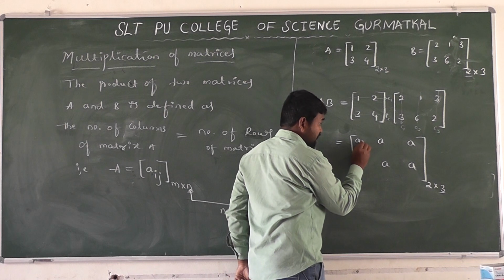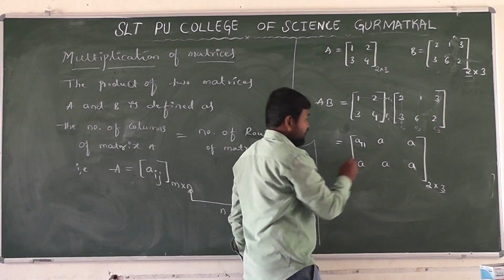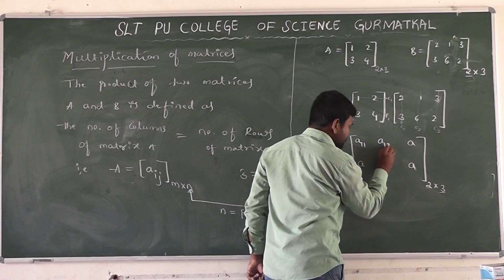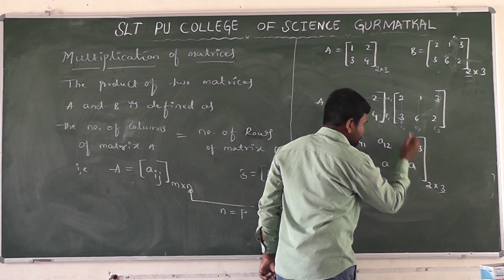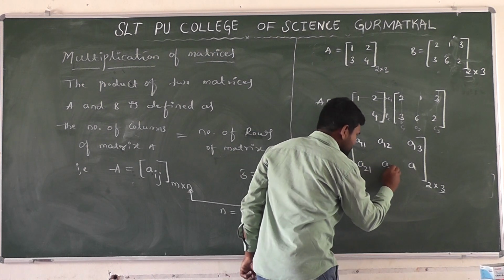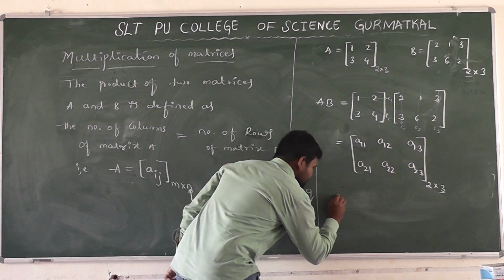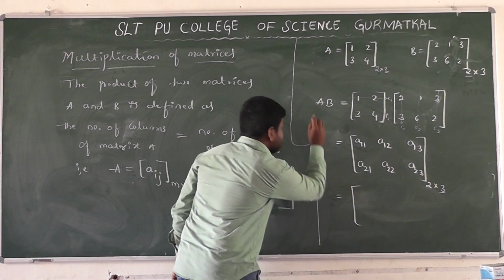What is the row number here? First row. And this one is the first column. And this one? First row, second column. First row, third column. Next, this is second row, first column. Second row, second column. Second row, third column. Right? Then how do we multiply the two matrices?